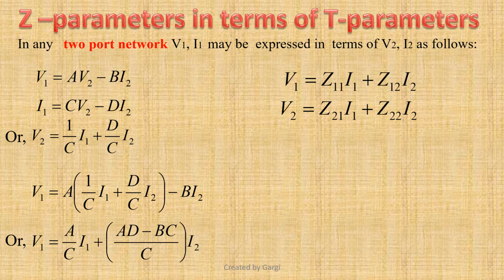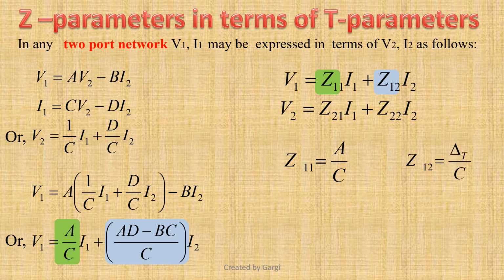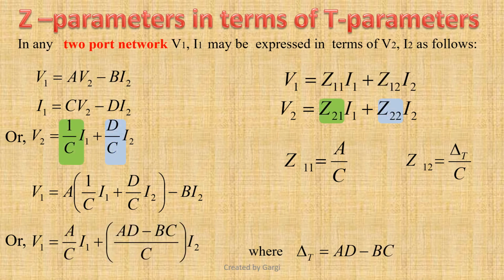Comparing the expressions of V1, we get Z11 equals A by C, Z12 equals delta T by C, where delta T equals AD minus BC. Now comparing the expressions of V2, we get Z21 equals 1 upon C, Z22 equals D by C. Now we have obtained Z parameters in terms of transmission parameters.